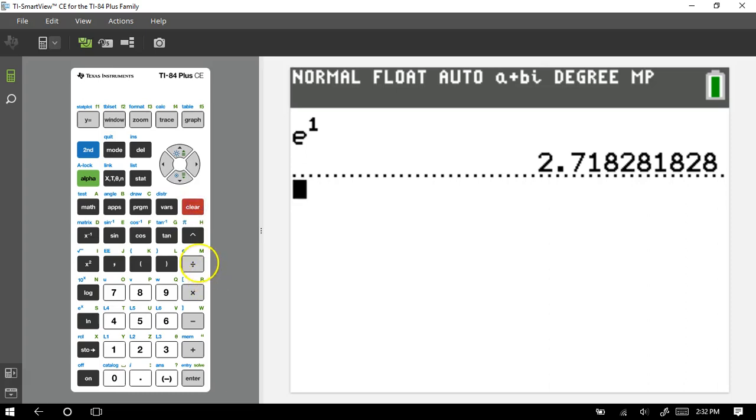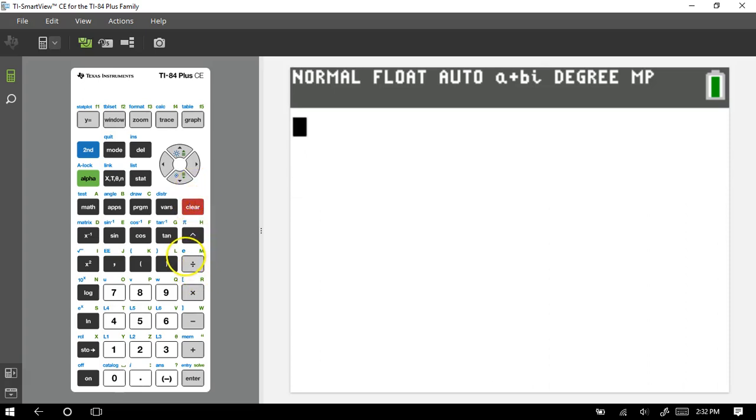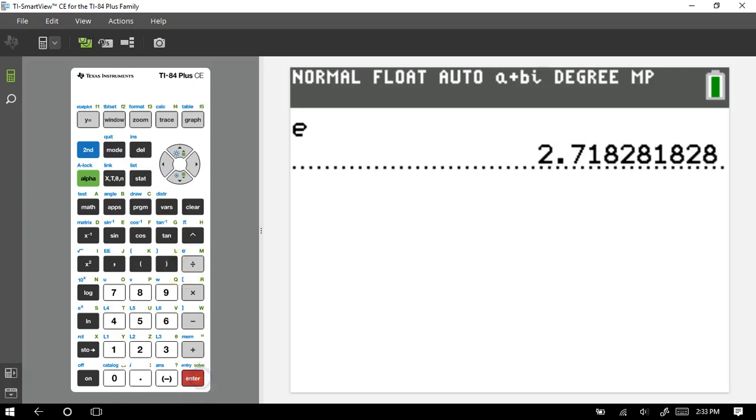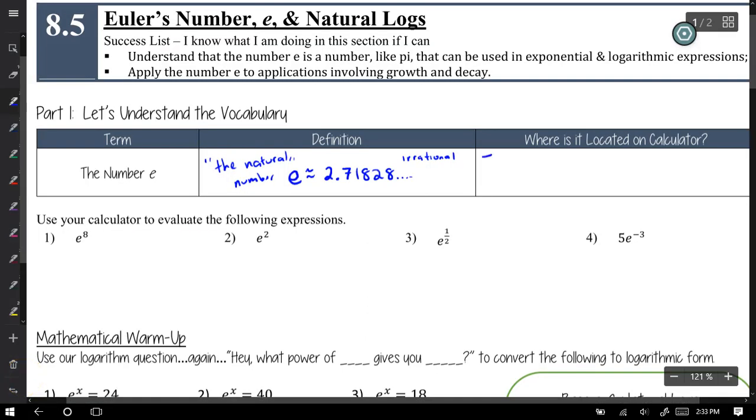The next location for e is right above the division sign. Hit division, you can see it in red, and right above it in blue it says e. So hit second divide. That's e itself. I hit enter, and it gives it to me. I use second ln because that allows me to do powers. Second divide just gives me e. So there's where it's located on the graphing calculators. If I want to insert a power, second ln. If I just want e by itself, second divide.